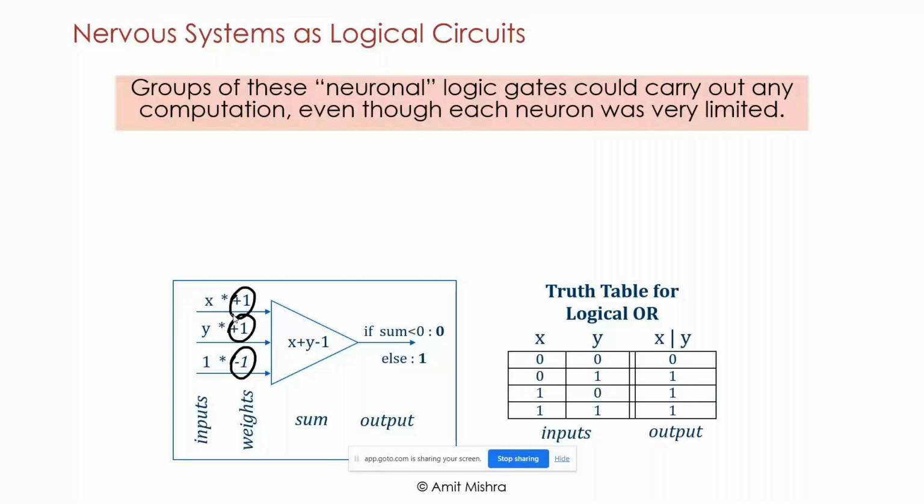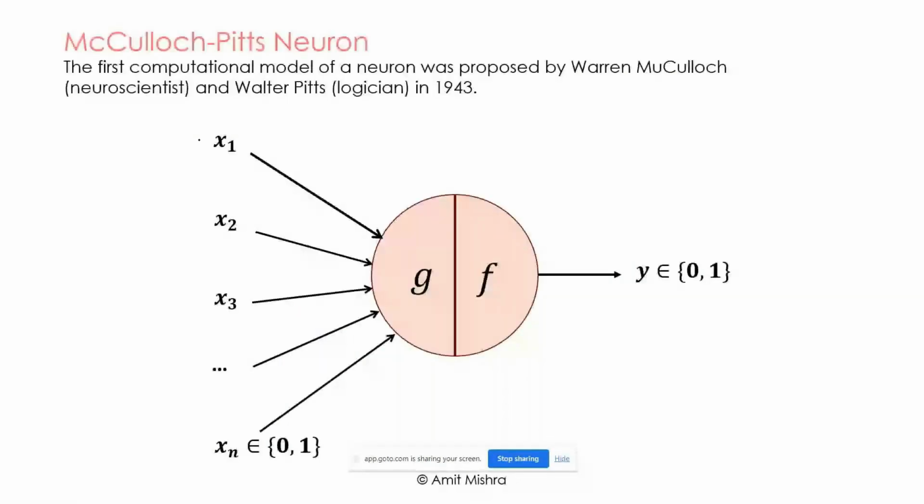It will have multiple input values, which will be given by x1, x2, and go all the way till xn. And all these features that you observe will be either 0 or 1. The output will also be either 0 or 1. Now, what does g indicate here? g indicates the sum of input. This is usually represented by g of x. This is the sum of all weighted input.